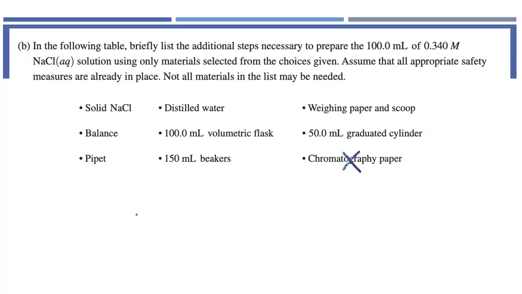So looking at the list right away, it's really obvious to me that I don't need chromatography paper to do the solution. I'll need the chromatography paper for the chromatography experiment, but not to prepare this sodium chloride solution. I'm going to need solid sodium chloride, obviously. We just calculated its mass. We're going to need a balance because I need to mass out the 1.99 grams of sodium chloride. I'm going to need distilled water. I'm going to need weighing paper and a scoop, but I have to think about what glassware to do this in. I want 100.0 milliliters. I want a pretty precise volume.